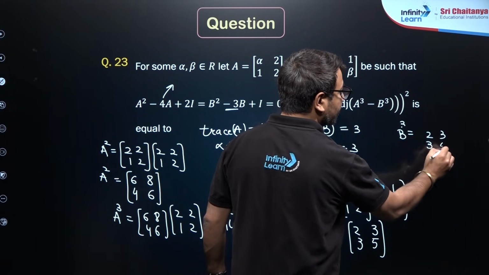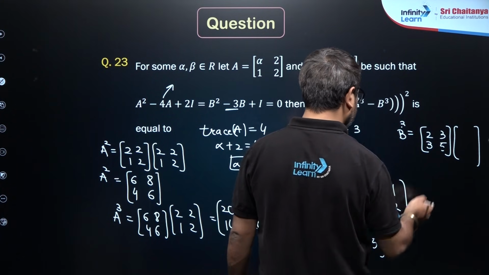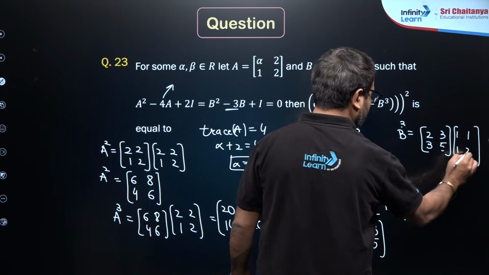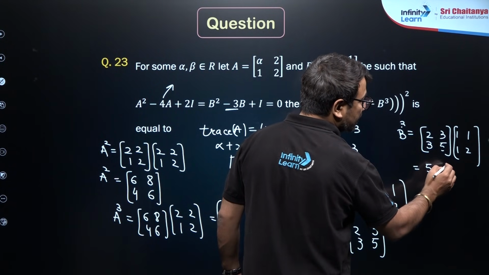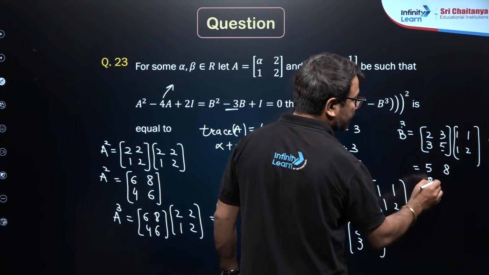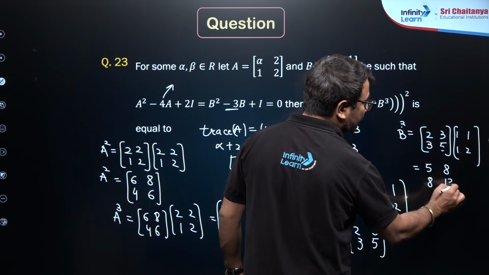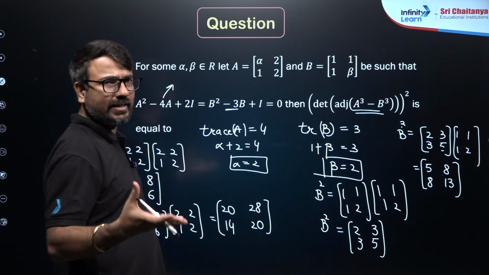In the same way, you will be able to write B cube now. 2, 3, 3, 5. Multiply by the matrix B. Matrix B is 1, 1, 1, 2. So here it will be 2 plus 3, 5. 2 plus 6, that is 8. 3 plus 5, that is 8. 3 plus 10, so that is 13. Now we will do A cube minus B cube, very easy.